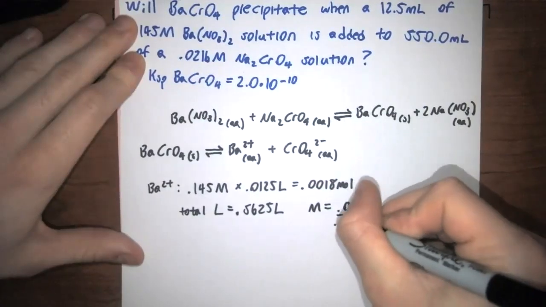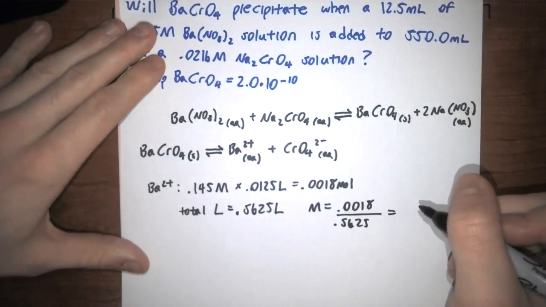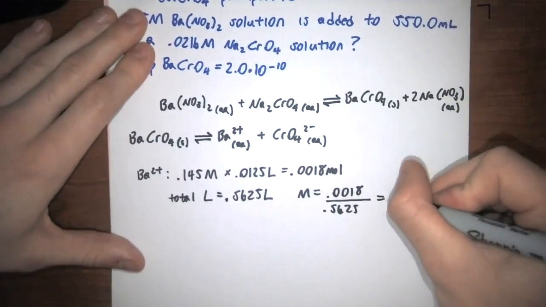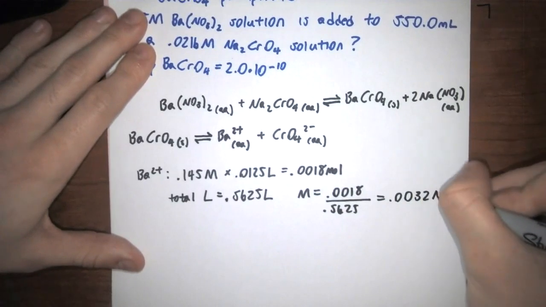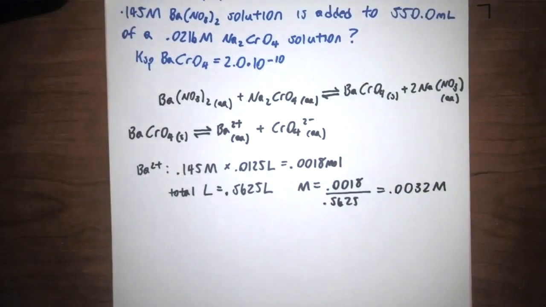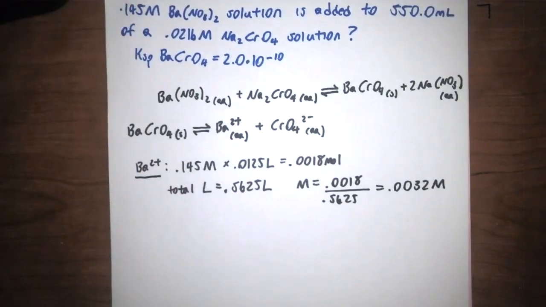Moles divided by my liters. And my molarity of barium 2+ turns out to be 0.0032 molar. Great, so now we have one of those. Now let's find the other one.